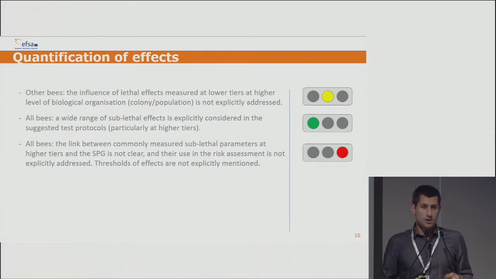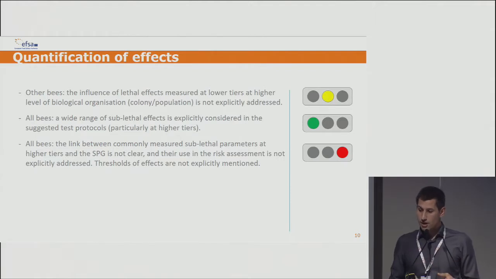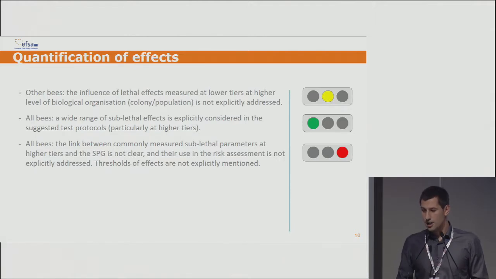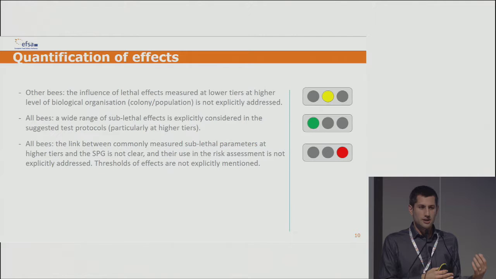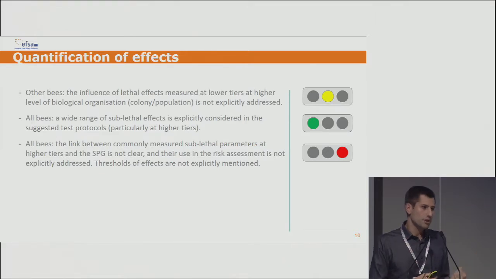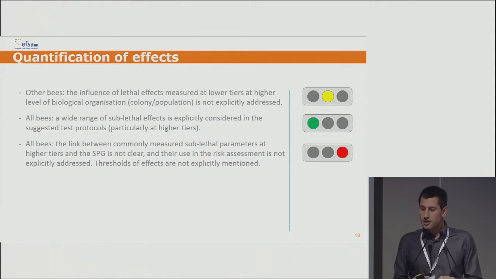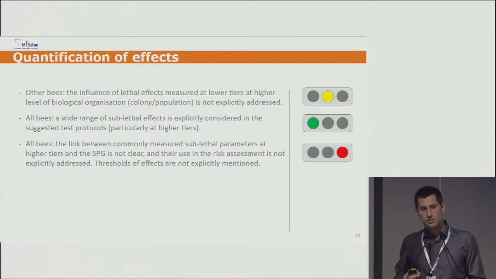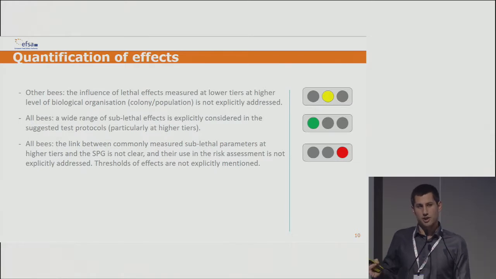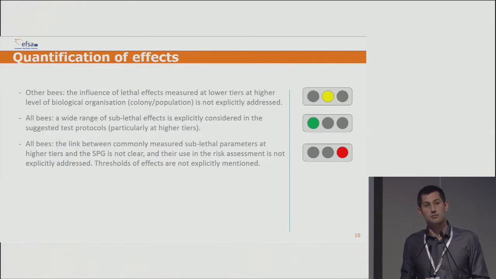This is probably connected to what Jörg was presenting before: we are already recommending measuring a range of sublethal parameters at the higher tier, but also at the lower tier. But when we actually performed the risk assessment for the neonicotinoids, we had a lot of sublethal data, and we realized it was really difficult to use that information for concluding on the risk to address the specific protection goal, because that linkage was actually missing.